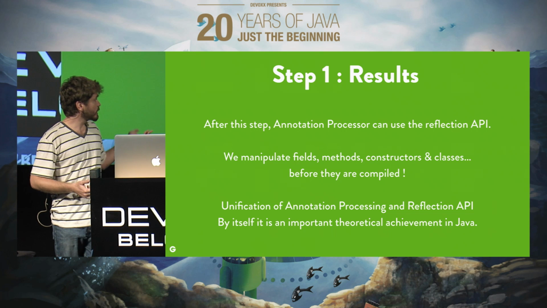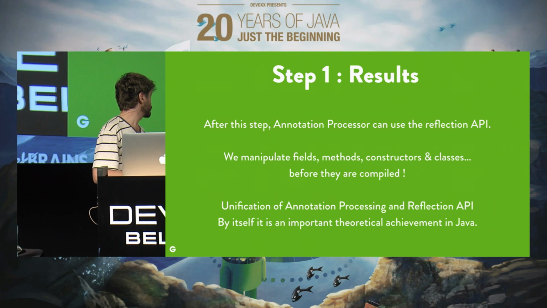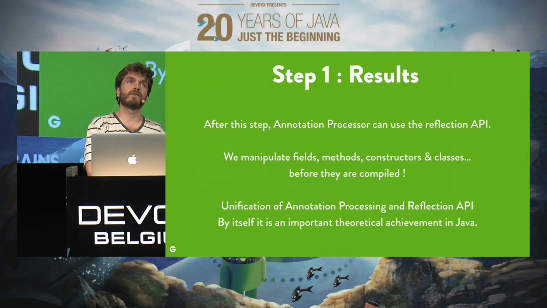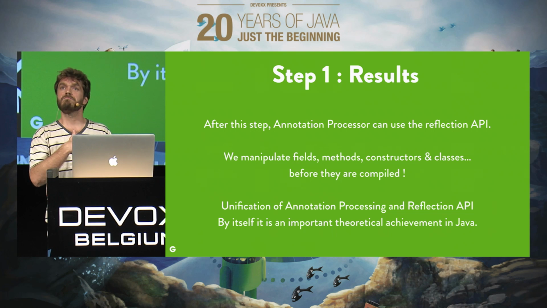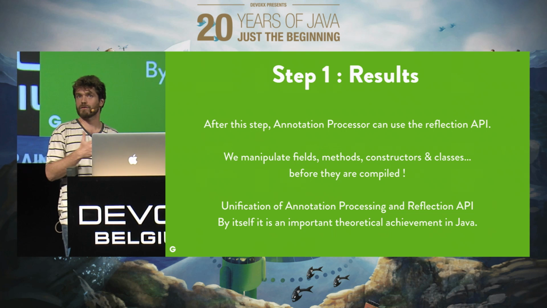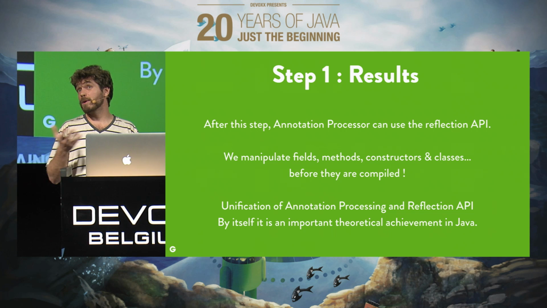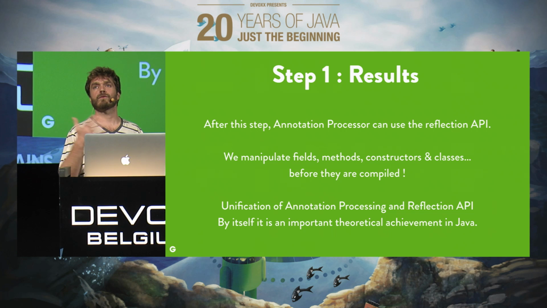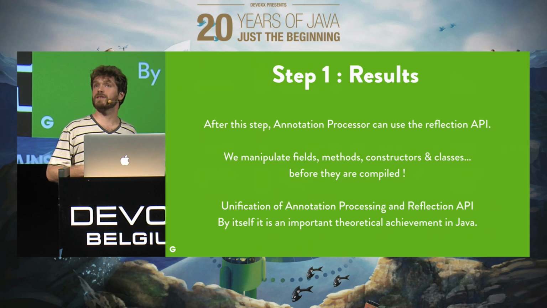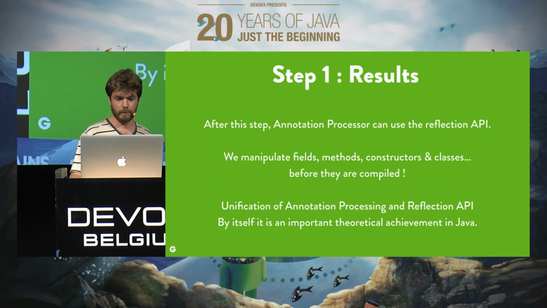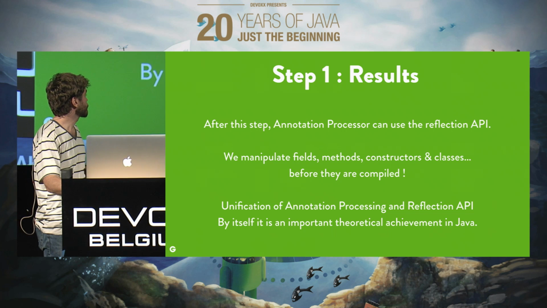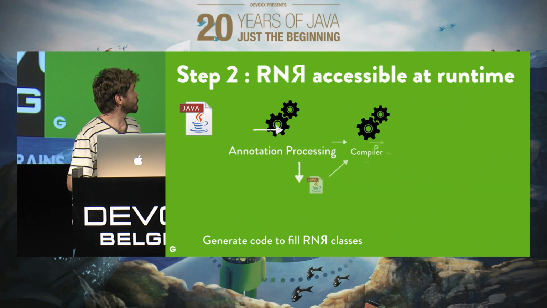So using unification of annotation processing and reflection API, according to us, just by itself, this achievement is quite a good milestone in Java. We think it's interesting for the language itself, or maybe it can even demonstrate that a language change is required, because we could do something that is much simpler at the annotation processing level, or maybe Java could change. So that was a good result.